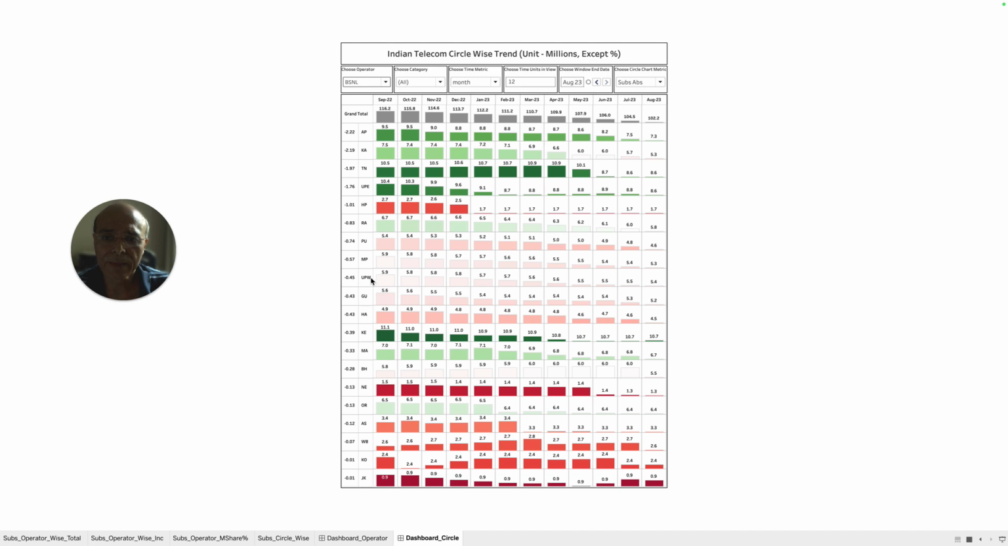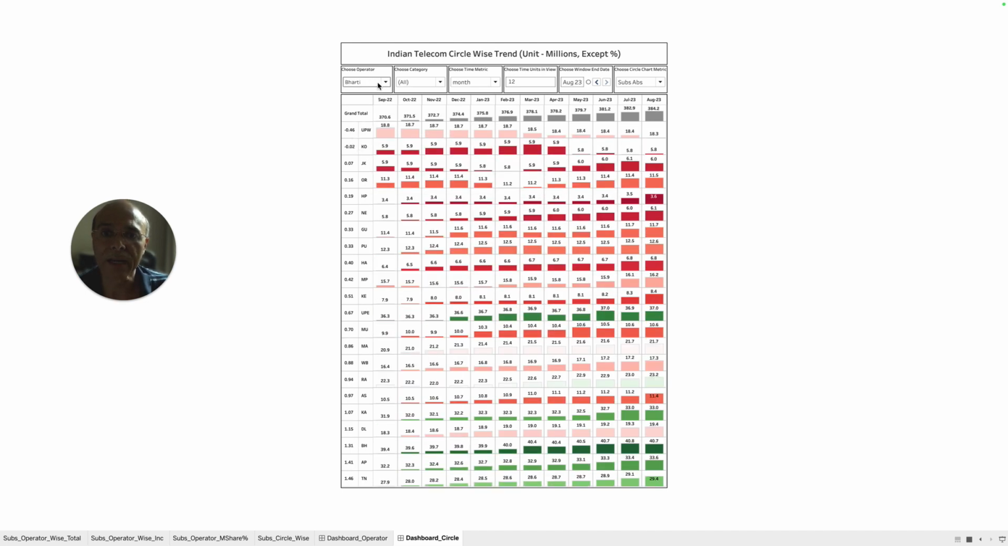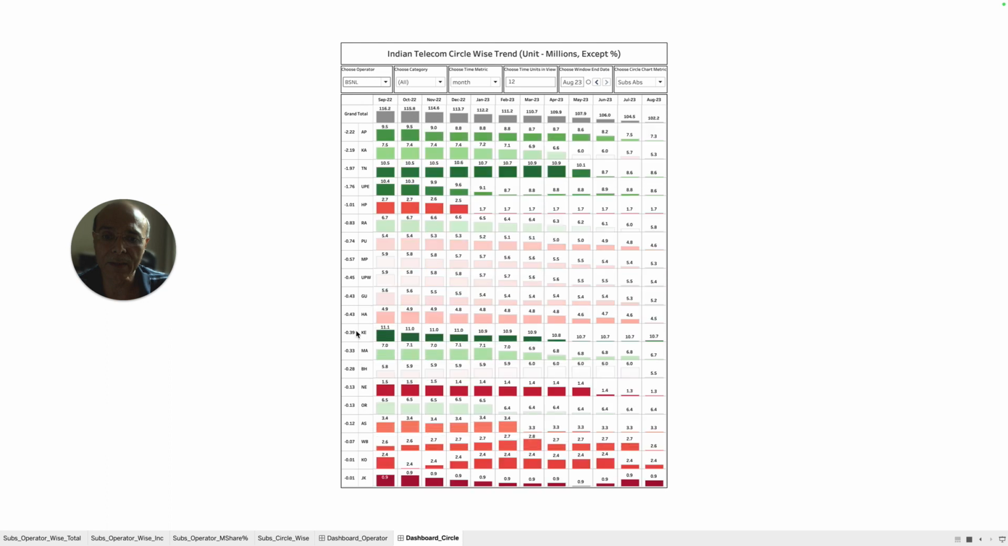So maybe Reliance Jio is targeting both Bharti and BSNL in UP West, because if you go back here, you will find in UP West, Reliance Jio has gained 1.616 million subscribers, whereas Bharti has lost 500,000 subscribers, and BSNL has also lost 500,000 subscribers in UP West. Which clearly shows that Reliance Jio is taking subscribers in UP West from both Bharti as well as BSNL.